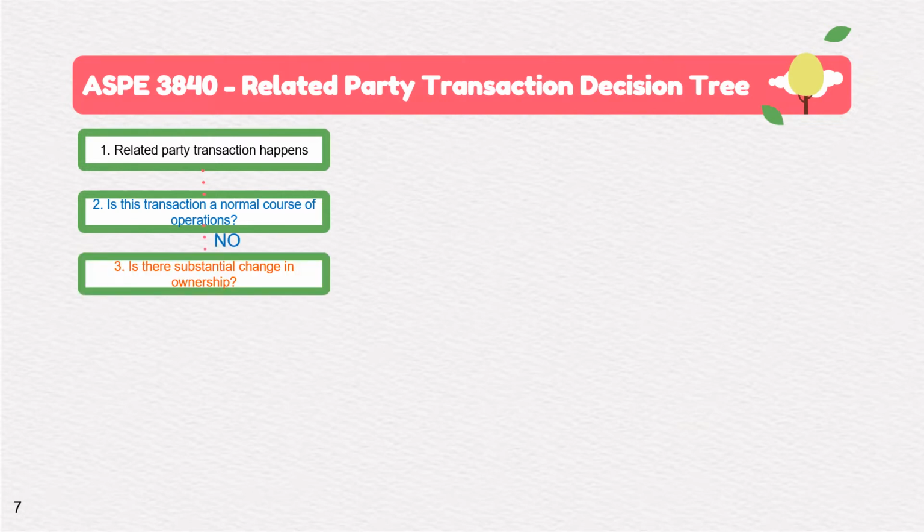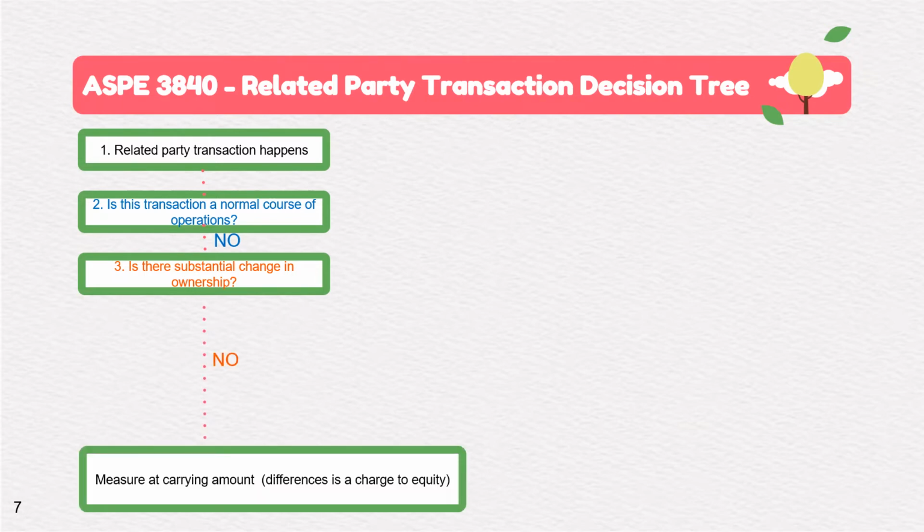If the answer is no, then you ask yourself, is there a substantial change in ownership? And we talked about what substantial change of ownership is, which means it's a 20% change in ownership. If, again, the answer is no, then you're going to measure this whole transaction at the carrying amount. Any differences in the value that you're receiving versus what you're giving up, you're going to take that difference and put it into equity.